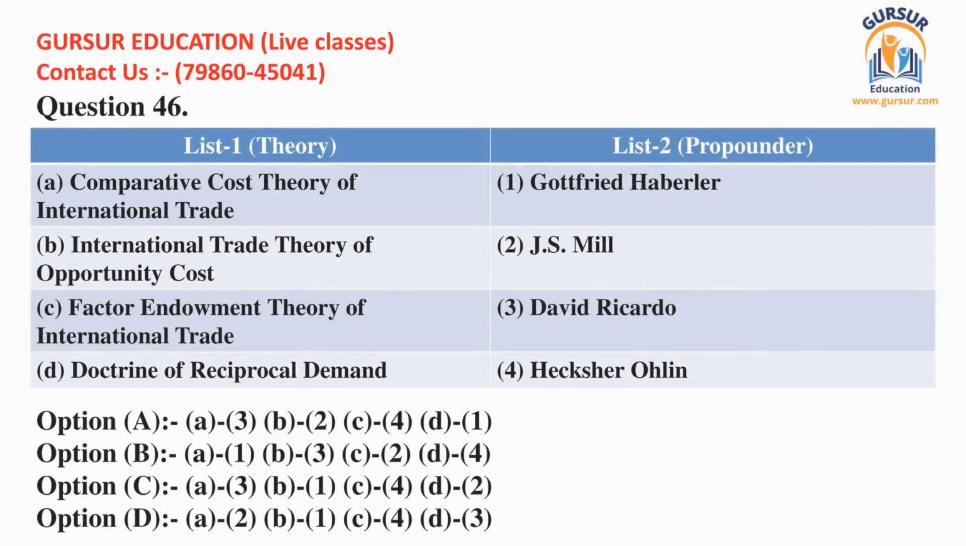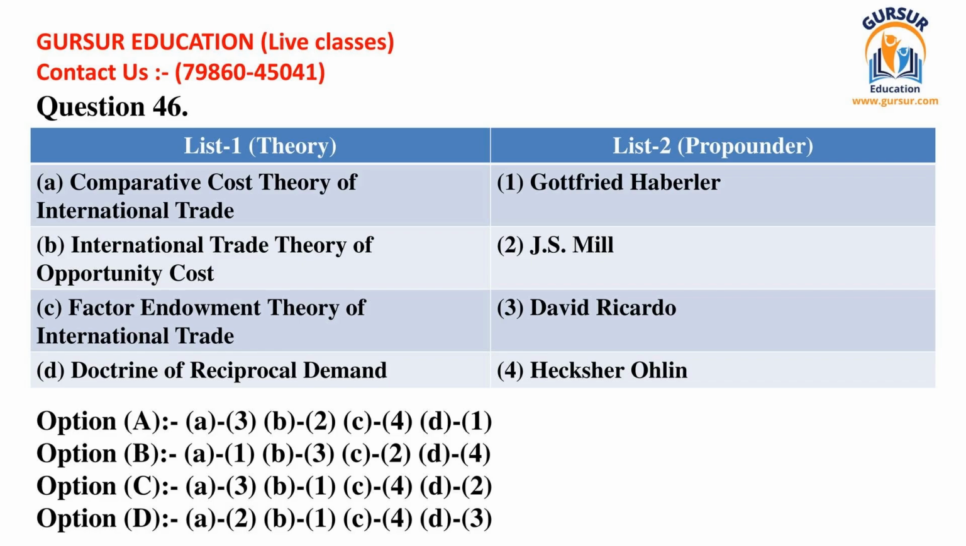Question number 46. Two lists are given in this question. You have to match correct items of list 1 with correct items of list 2. The list 1, theory, contains the following items. A. Comparative cost theory of international trade. B. International trade theory of opportunity cost. C. Factor endowment theory of international trade. D. Doctrine of reciprocal demand.